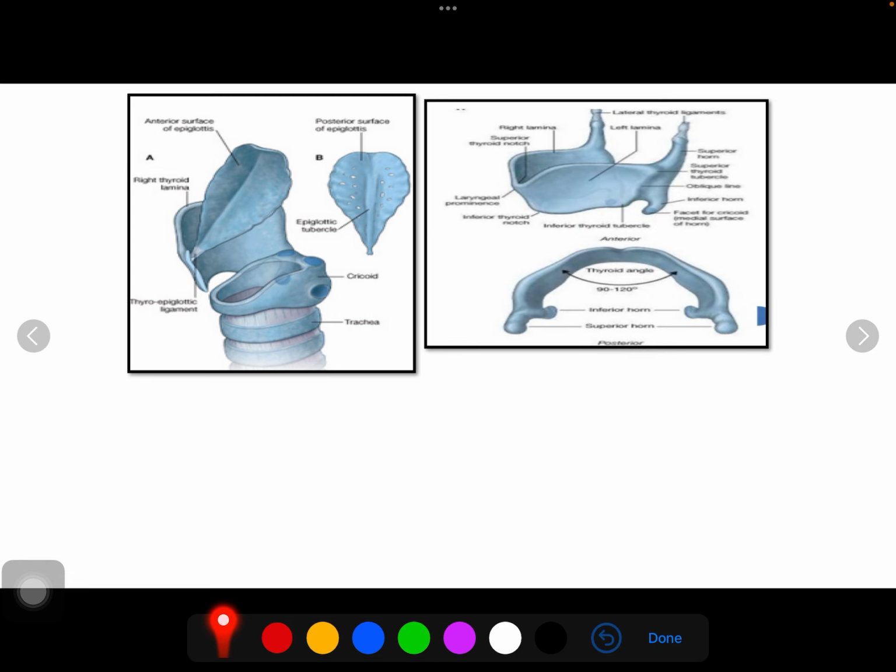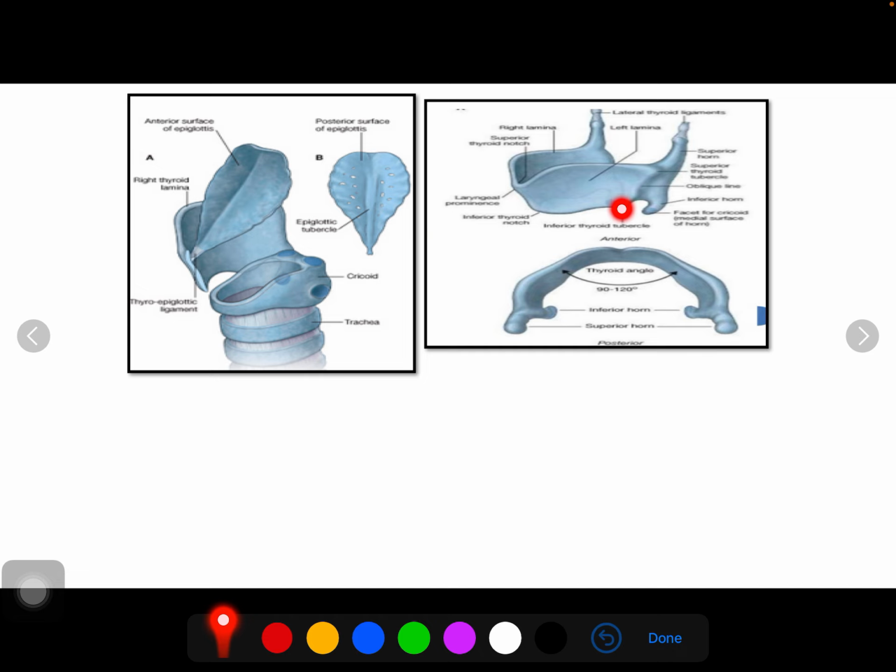The next one, thyroid cartilage. The thyroid cartilage is the largest and most prominent cartilage in the larynx. It is made up of hyaline cartilage, hence it tends to calcify and ossify as age advances. Its upper margin corresponds to the fourth cervical vertebra and its lower margin to the fifth cervical vertebra.